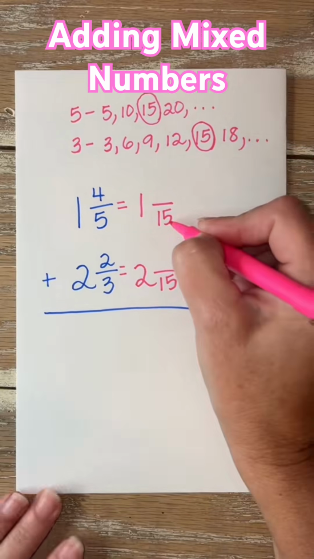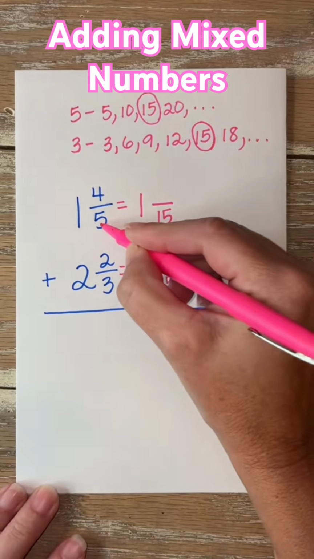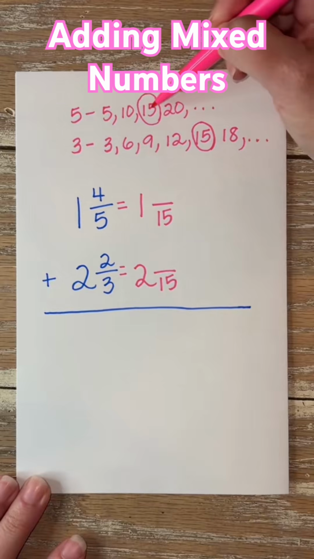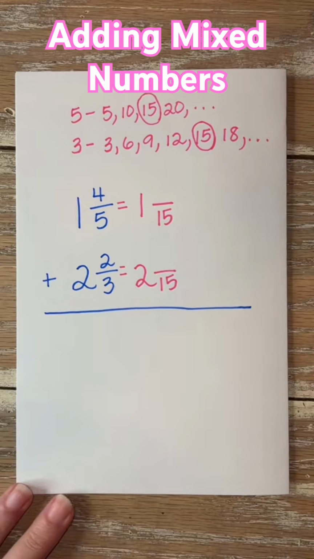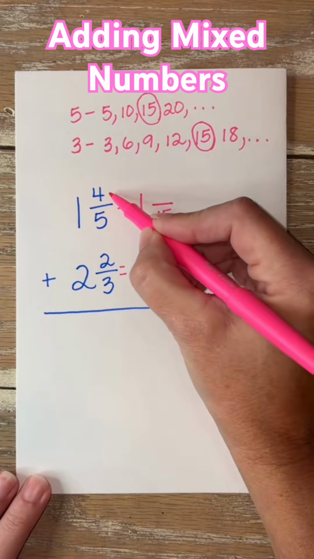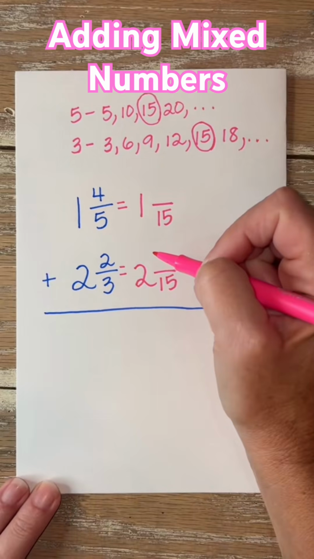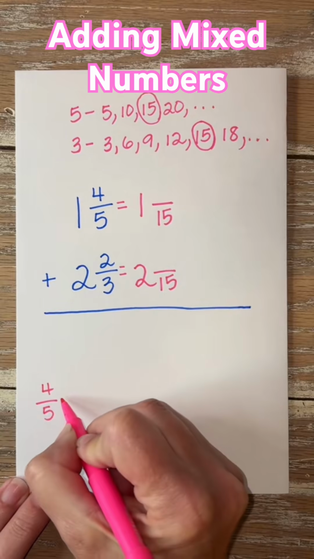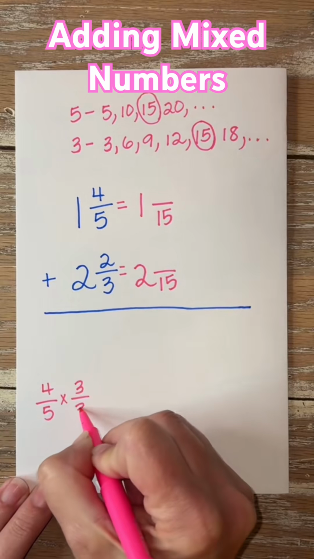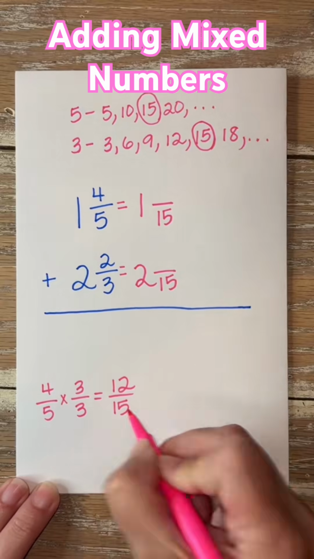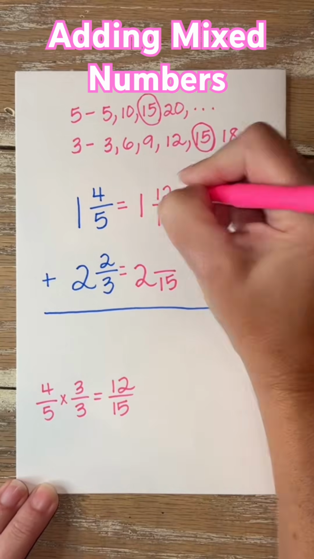So in order to get a 15 in my denominator, I know that I'm going to need to multiply my 5 by 3. We can see that right here: 1, 2, 3. 15 was the third multiple of 5. And if I multiply my denominator by 3, I'm going to also have to multiply my numerator by 3 to get that equivalent fraction. So this is essentially what's happening. So 4/5 becomes 12/15. Now 12/15 is equal to 4/5.